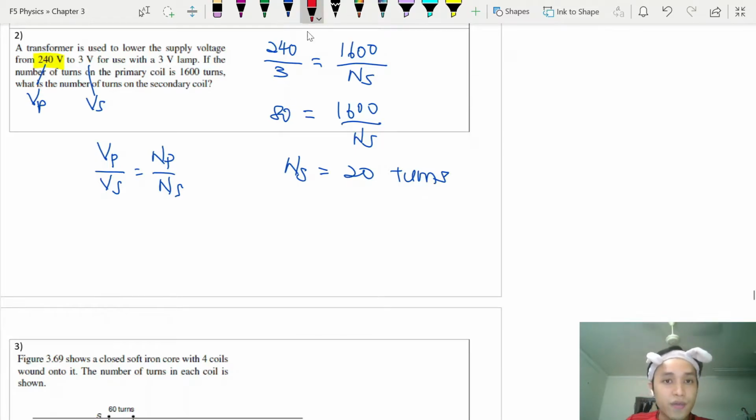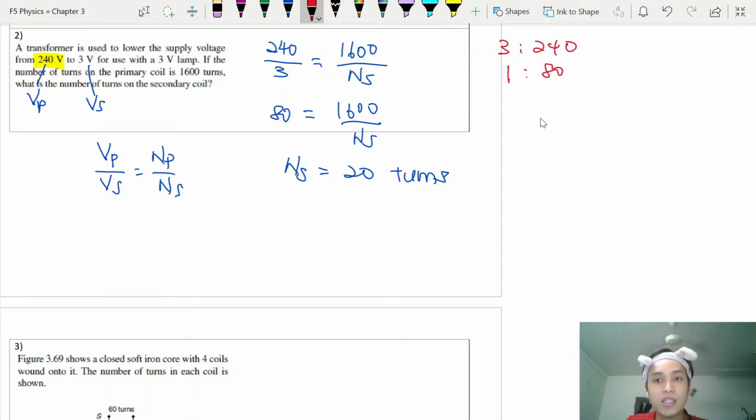Now, another way for us to see this is by using the ratio. Remember, the formula is to allow us to see the ratio, right? So this is 3 and 240, meaning the ratio is 1 to 80, meaning it's 80 times lesser, since I'm going down. So you take 1600, divide by 80, also you get 20 turns. So that is how you use the formula.